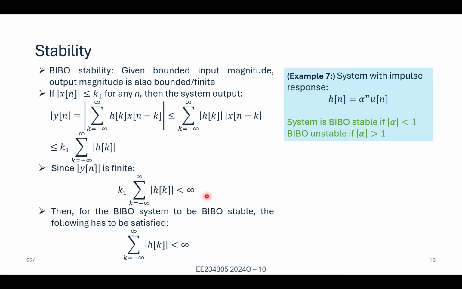Thus, for the system to be BIBO stable, the sum of the magnitude of the impulse response has to be finite, or less than infinity. Now, example 7: if we have a system with an impulse response like this, we can identify the stability from the impulse response. If the sum of the impulse response is finite, then the system is BIBO stable. If it's not, then the system is not BIBO stable. So here, hn equals alpha to the power of n times un. The system here is BIBO stable if the magnitude of alpha is less than 1, and the system is unstable if the magnitude of alpha is more than 1.